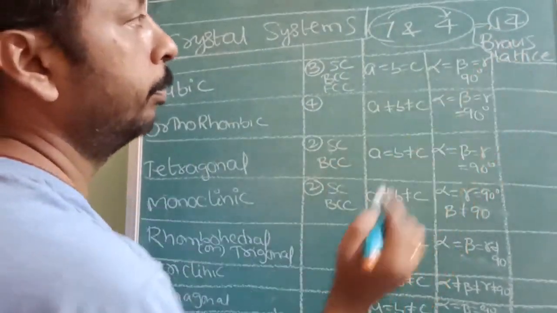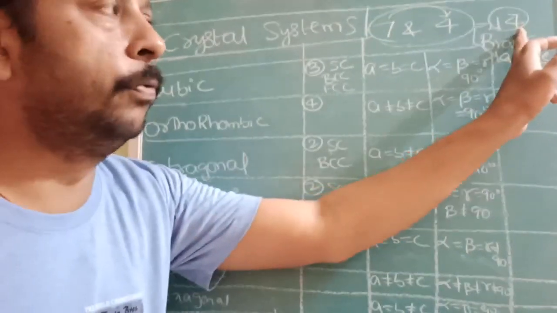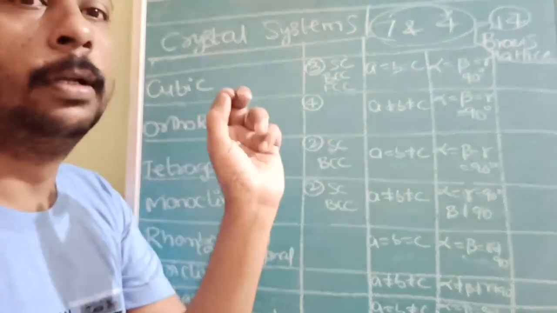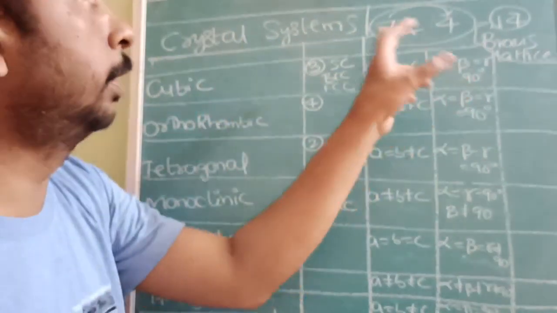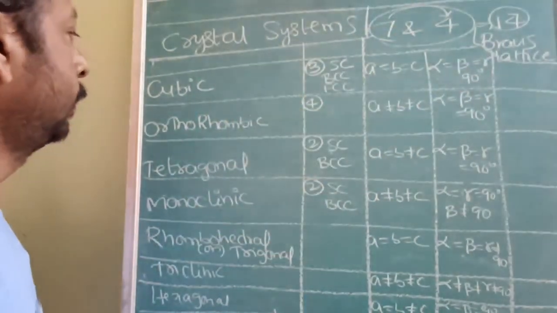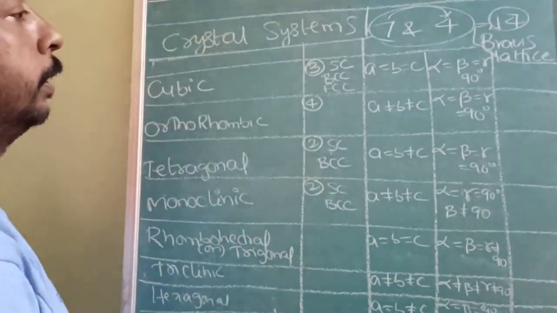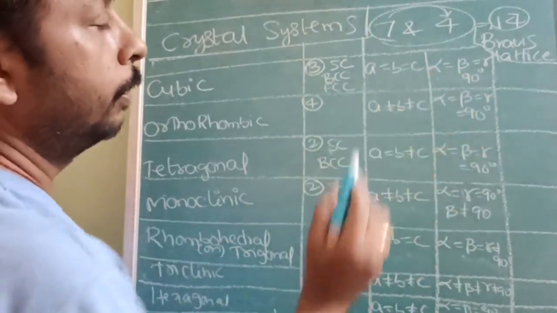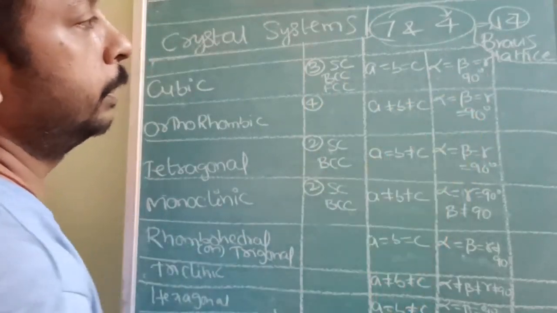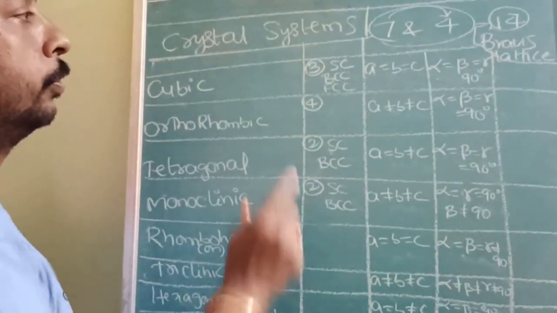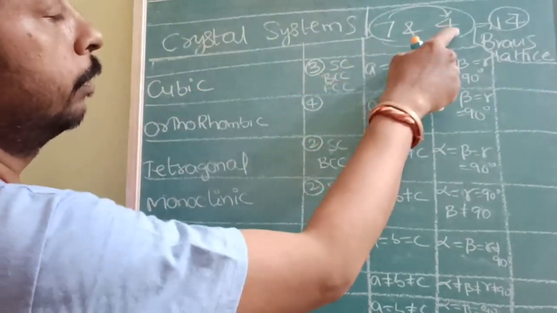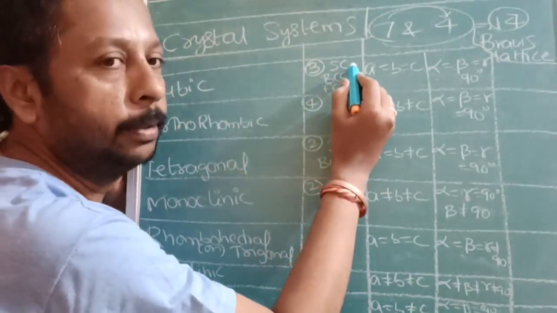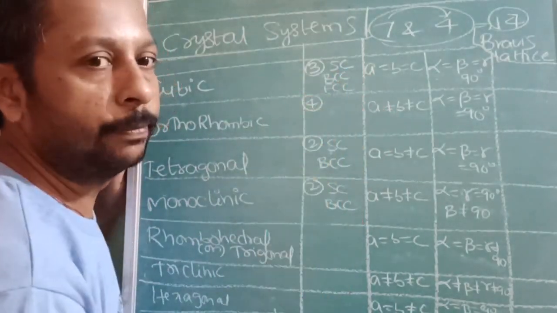If the question is about the number of Bravais lattices, your answer should be 14. If the question is about the number of crystal systems, 7. If the question is about the number of cubic crystal systems, 4. So let's see how it is possible. In cubic, all interfacial distances will be the same and all interfacial angles will also be the same, 90 degrees. Out of these 4, only 3 are possible: simple cubic, body centered cubic and face centered cubic.